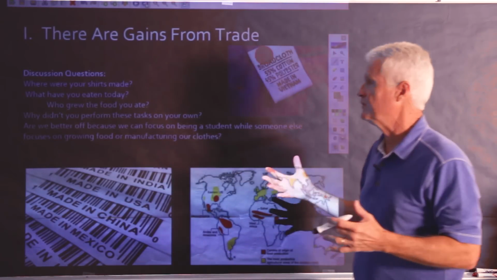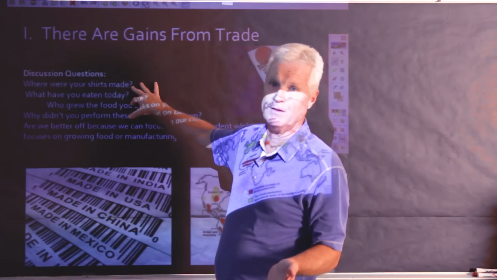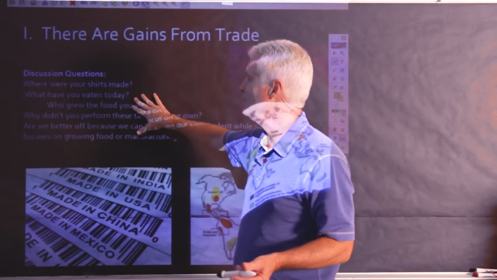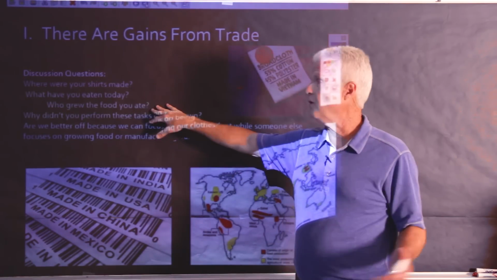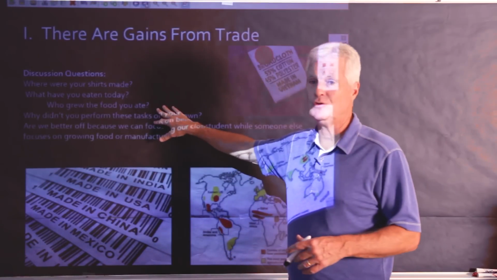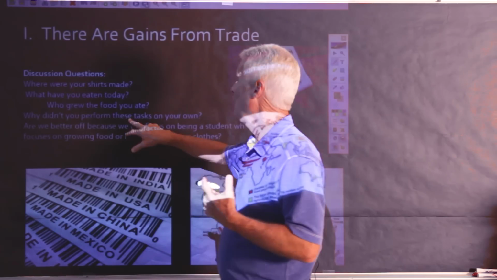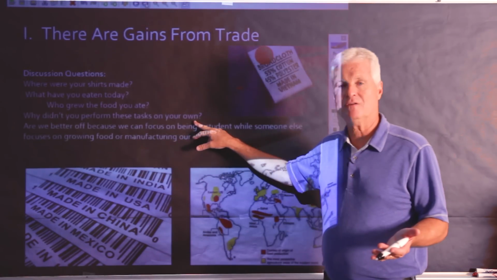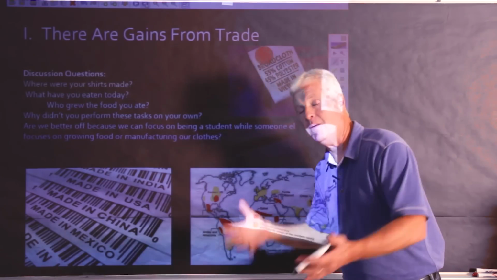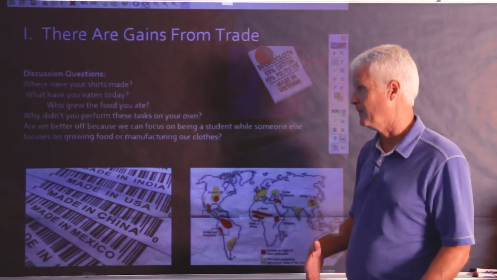Okay, so some quick questions here. First one, where were your shirts made? Yeah, not in the United States, right? What have you eaten today? Burgers, fries, all kinds of stuff, some fruit and vegetables. Who grew the food you ate? Well, all I know is I didn't grow the food I ate, okay? Why didn't I perform these tasks on my own? Well, I have better things to do. I'm better at some things, not so great at growing food.